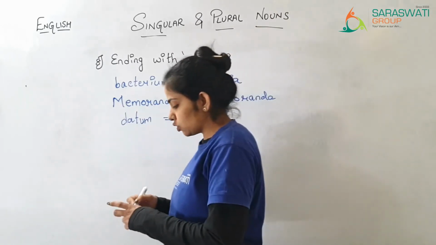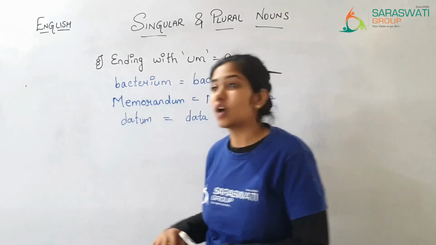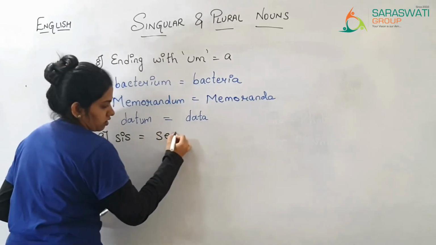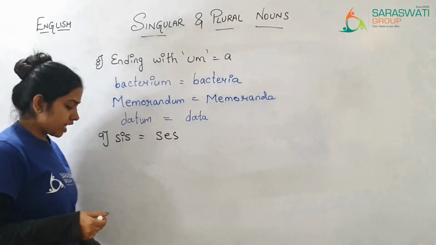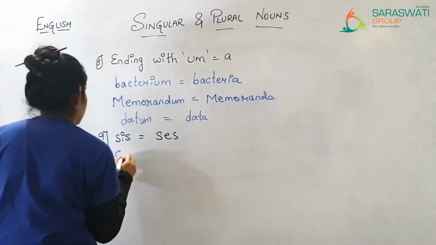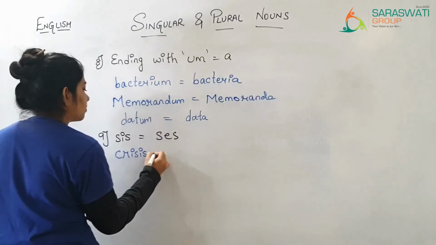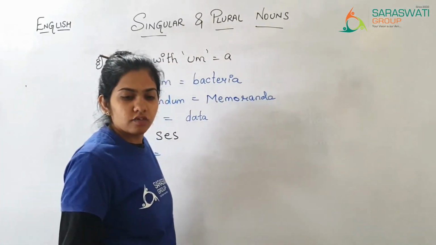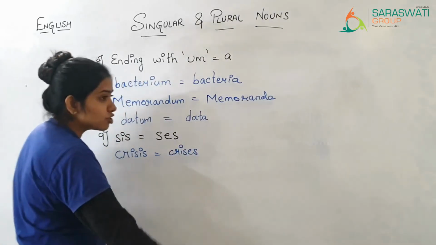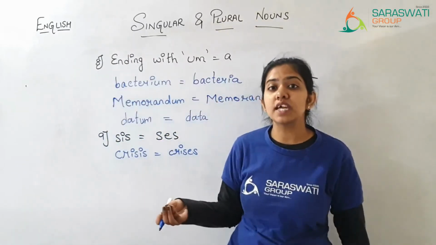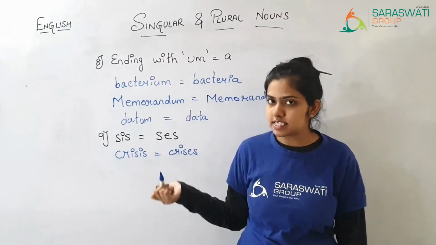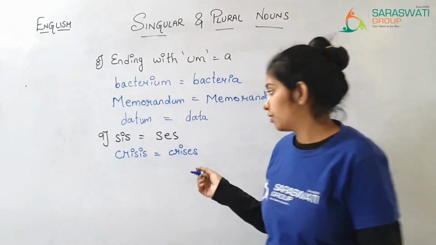Now comes our 9th rule. SIS equals to SES. When the word is ending with SIS, for example crisis. Crisis means problem, right? Then we will change it to SES. Sometimes you get confused that SIS also comes and SES also. So this is the rule: SIS is singular and SES is plural.